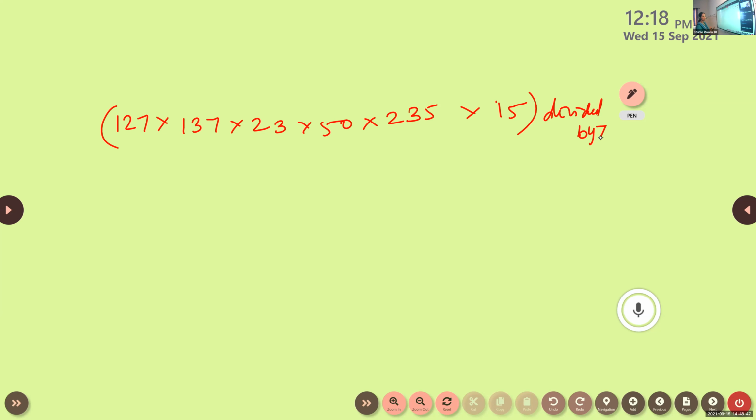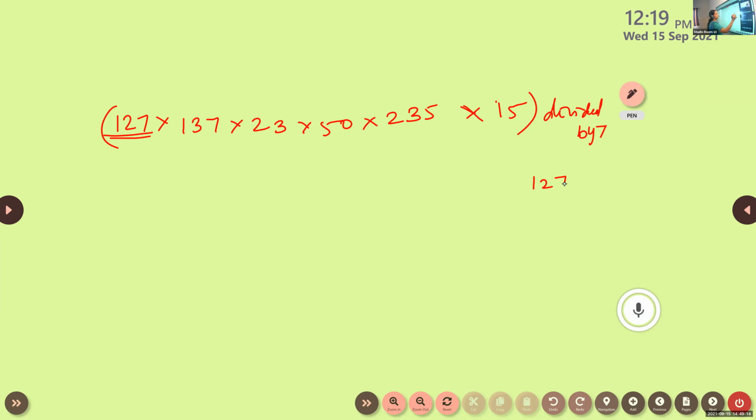Okay, you are doing one more question. Don't write too elaborately. You have to write with the minimum steps. So what can you do? We know that if it is multiplication, you find the remainders and multiply. So what is 127 divided by 7? What is the remainder when 127 is divided by 7?